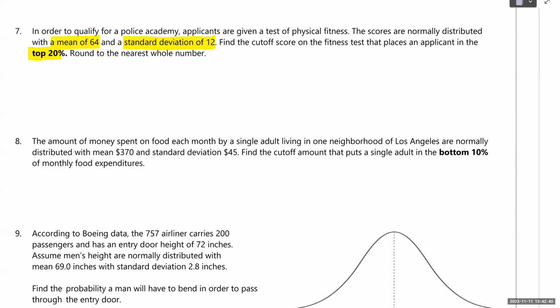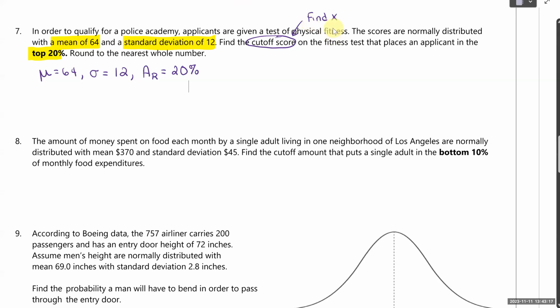All right, I'm going to identify the given information. So we have our population mean 64. We have our population standard deviation 12. And we're trying to find the cutoff score. So we're going to use our random variable x for a data value, a cutoff score in this case. And they wanted to separate the top 20% from the rest. So top 20% would be identifying the area to the right of the x value that we're trying to find. And I'll just go ahead and put that in decimal.